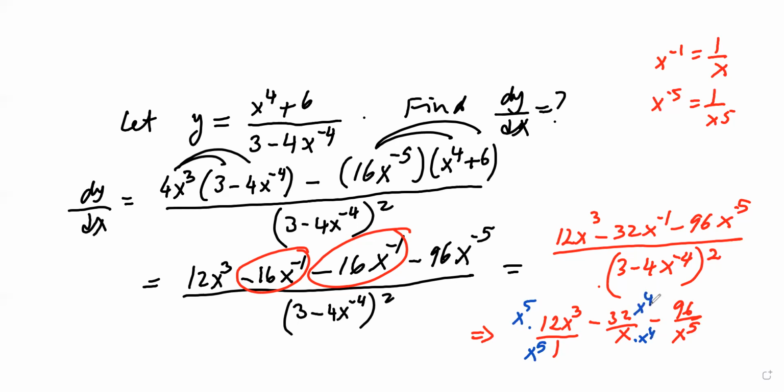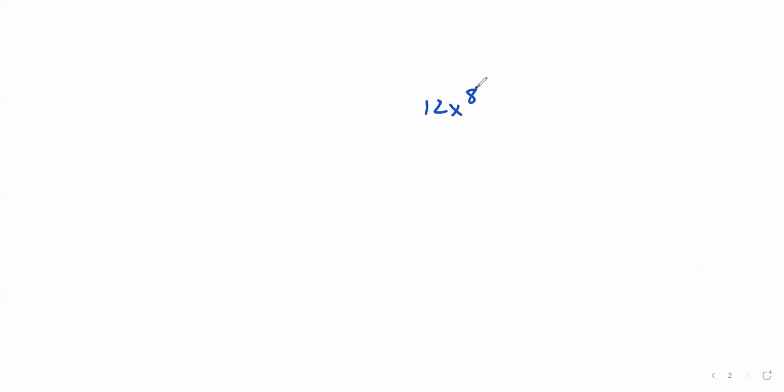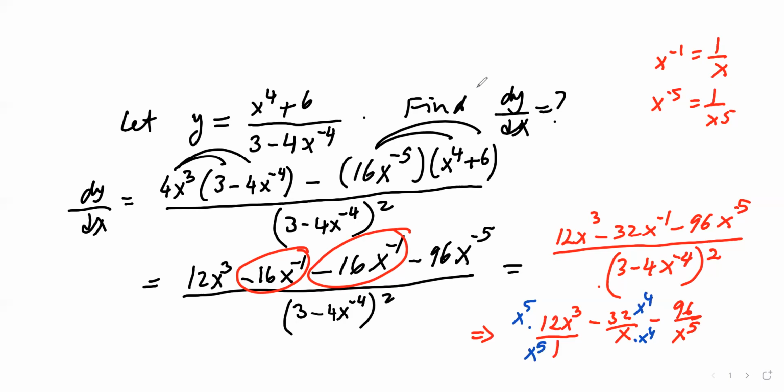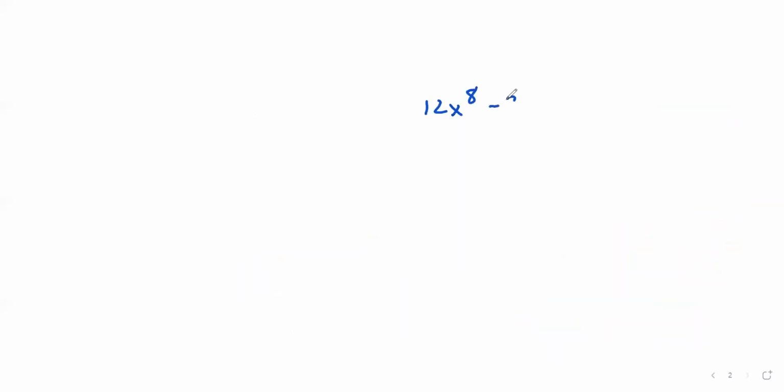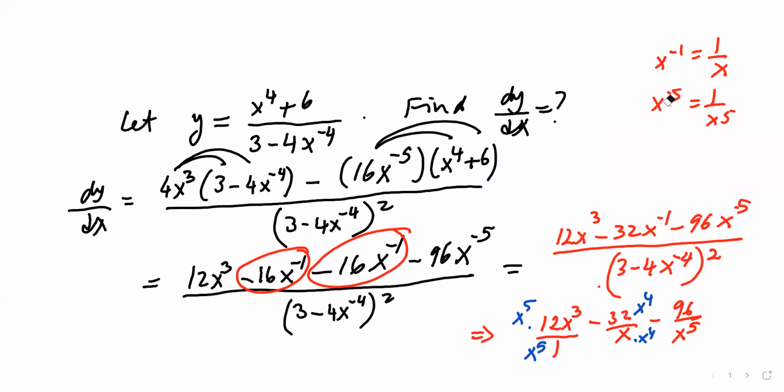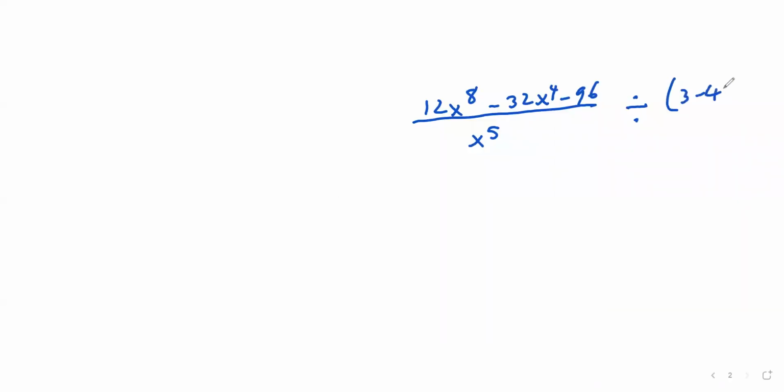So then this will turn into 12x to the 8, and then 32x to the 4, negative 96 divided by x to the 5. But we're also dividing this by the bottom, which is 3 minus negative 4 x to the negative 4, squared. You can put 1 here. And then we can just do this.